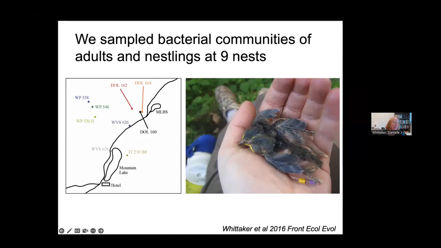And so on this map, this black line going up is a road. It's about 2 miles between the hotel and the biological station here. And it's all surrounded by forest. And this is where a long-term study of juncos has been going on since the 1980s. And then here the dots are the nests that I sampled with their particular codes indicating who they are. And they're color-coded. And I'll be using that color coding when I show you the data.